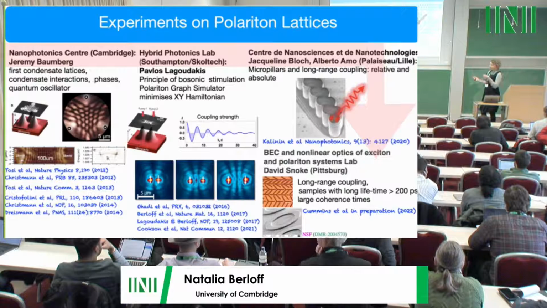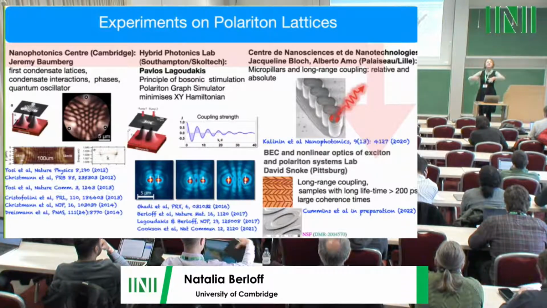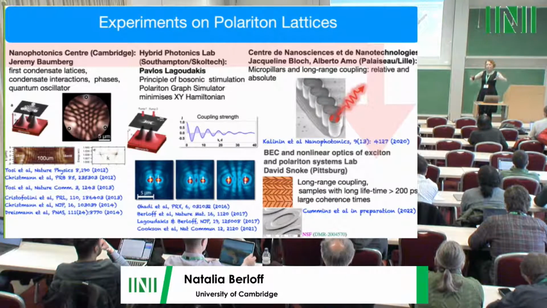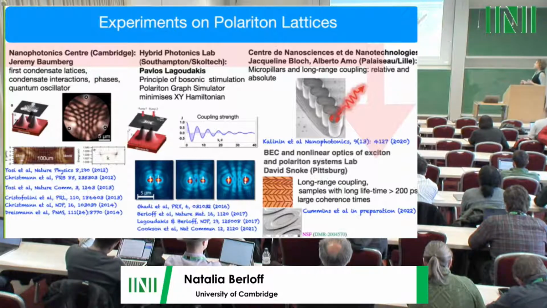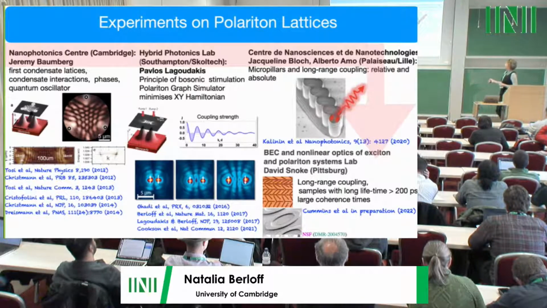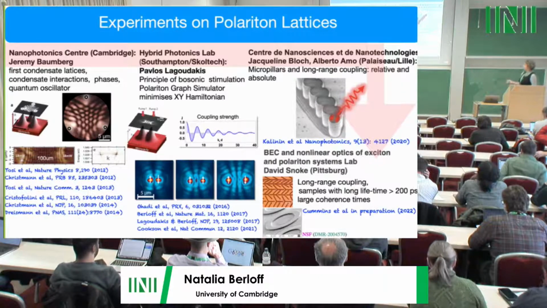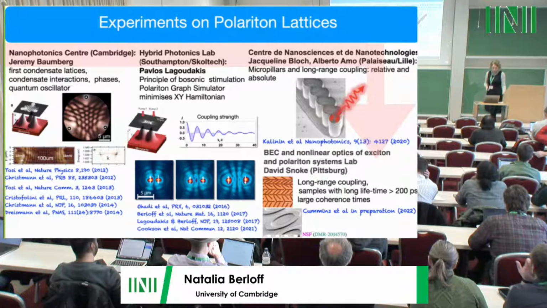So the answer to that was that we can use the fact that the condensates actually emit light and collect this light. Remember, the photons flow through the mirrors. So you can take these photons and redirect them into a different remote condensate, and that creates the coupling between the condensates. But then to do that, you need to have a sufficiently long coherence of light. So for long-range couplings, you have to have a long lifetime. And so this is now work in progress with David Snoke in Pittsburgh.